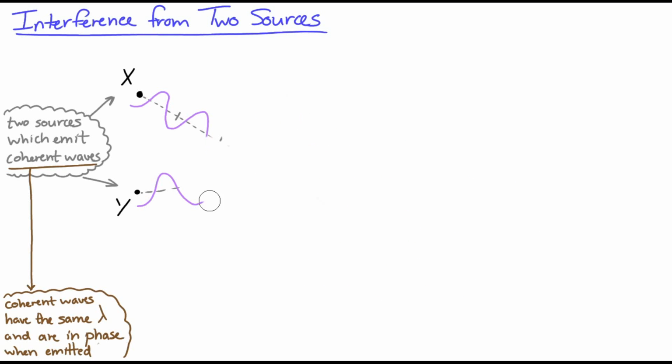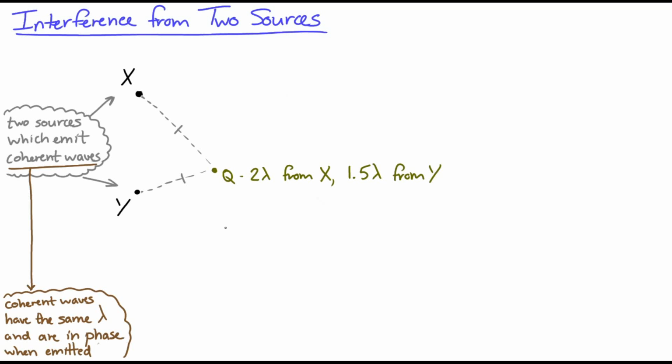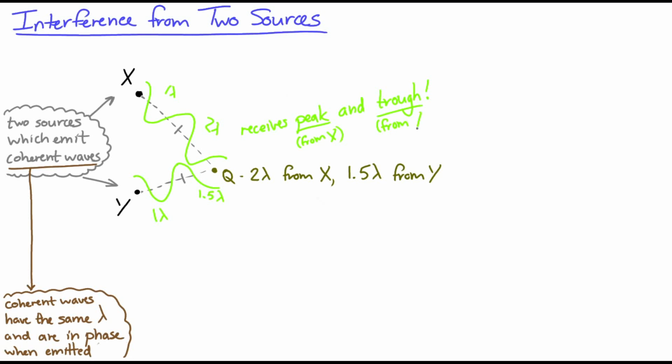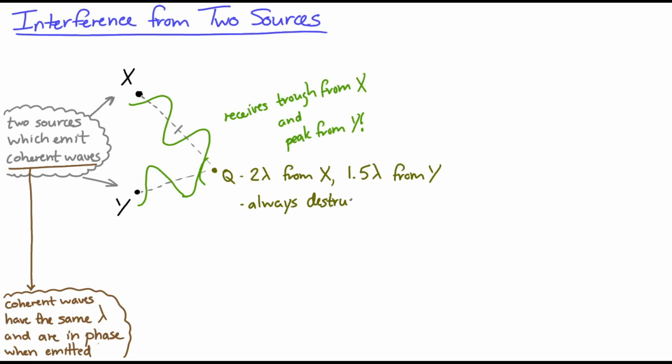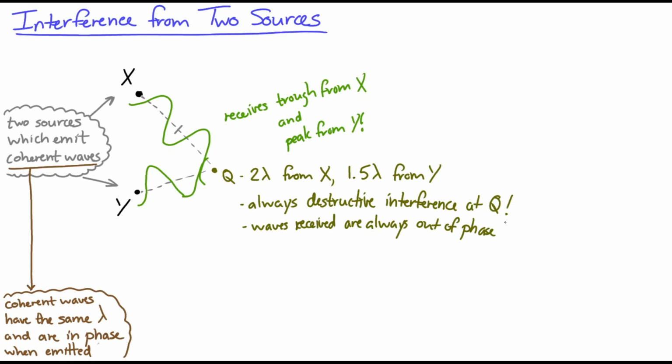Now, Q is a little bit different. It's going to be 2 wavelengths away from X and 1.5 wavelengths away from Y. So what that means is if point Q is receiving a peak from X, it must be receiving a trough from Y, because it's 2 wavelengths away from X, 1.5 wavelengths away from Y. And likewise, if point Q is receiving a trough from X, then it will be receiving a peak from Y. No matter what, I'm going to get destructive interference at Q. The waves that arrive at Q are always going to be completely out of phase. So I'll get destructive interference at Q.